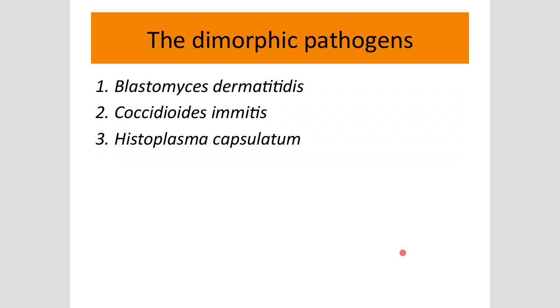These are the three important dimorphic pathogens that we normally see: blastomyces, coccidioides, and histoplasma. So these are three important.